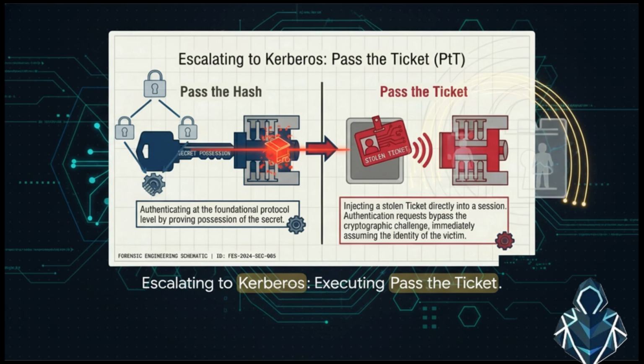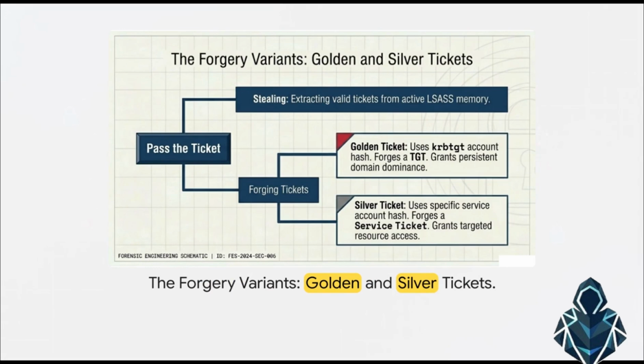the victim's identity. And honestly, it gets worse for defenders. Attackers don't just sit around waiting to steal active tickets. They can literally forge their own. These are the special variants of pass the ticket. If an attacker compromises the master domain account hash, that's the KRBTGT account, they can forge a golden ticket. This creates a fake ticket-granting ticket that gives them persistent, complete domain dominance. Or they can use a specific service account hash to forge a silver ticket, which grants them highly targeted access to specific resources without ever even talking to the domain controller.